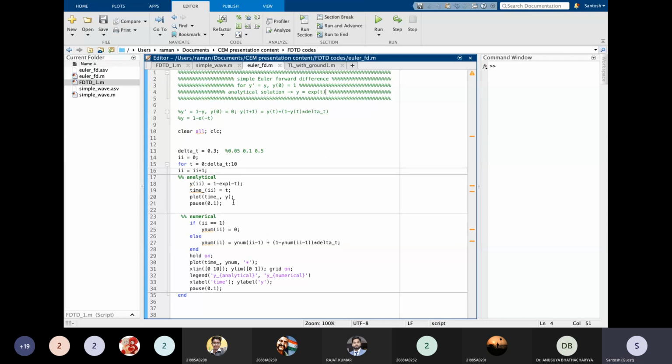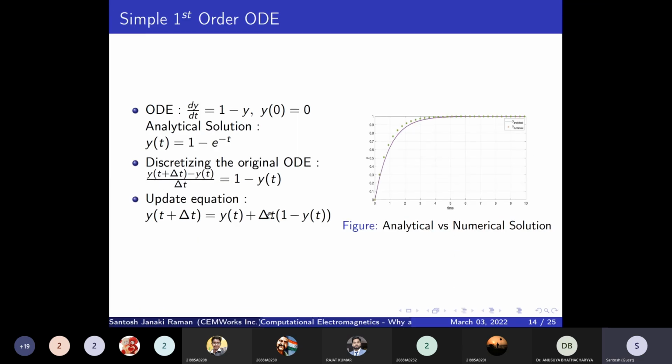So this is the analytical solution. Here I have just plotted y equals 1 minus e to the power minus t, which is the analytical solution. And numerically I have solved: if ii equals 1, that is the first time, you know the solution, it's y of 0 equals 0. For all the other times, y at that time equals the previous y plus 1 minus previous y into delta t. This directly comes from this formula.